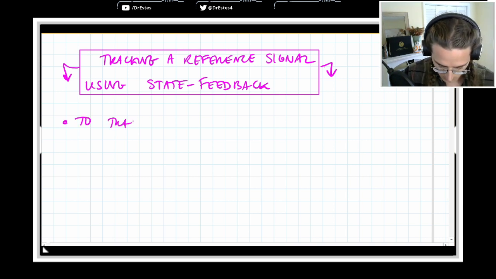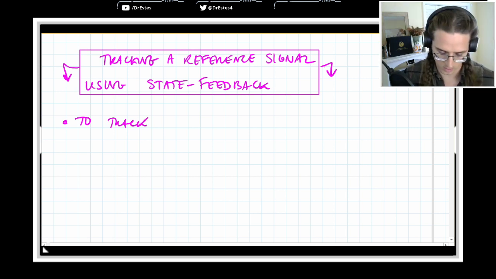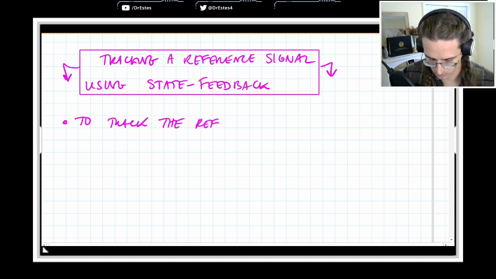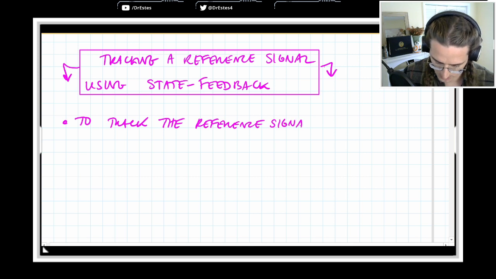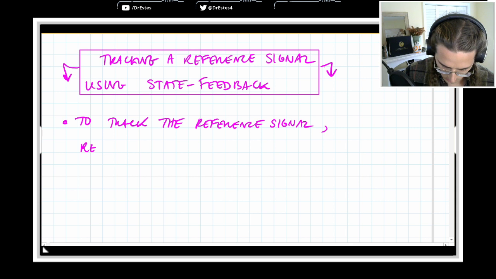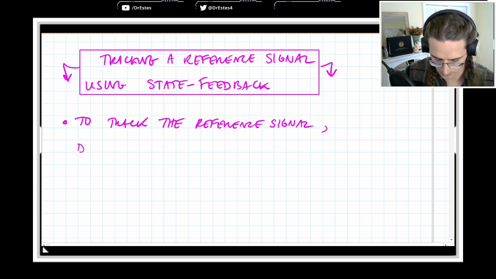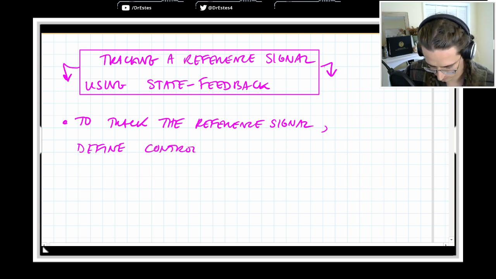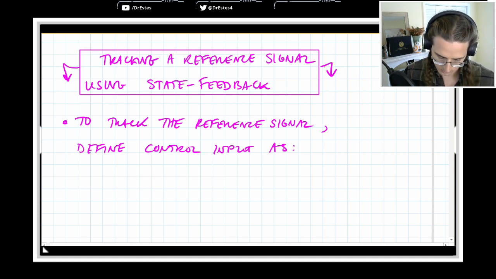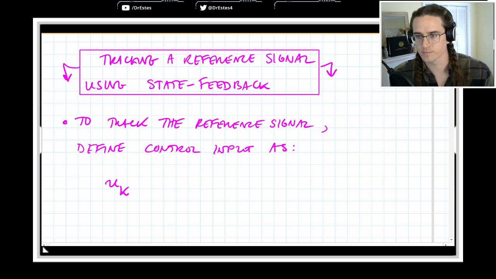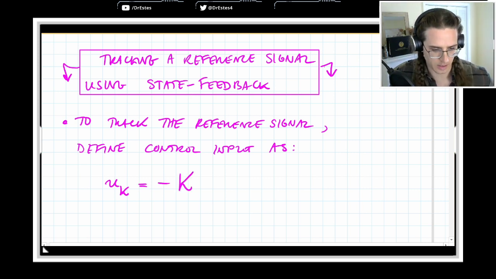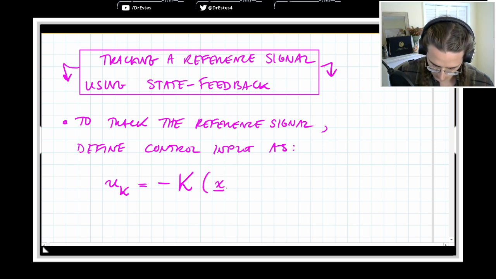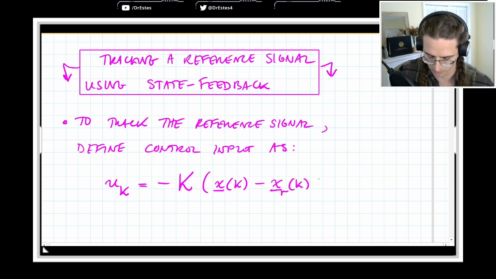Okay, so we're going to have to redefine our control input to track the reference signal. Just define the control input as this: u(k) equals minus K times your states minus your reference states. Actually, I'm going to write this just a little differently. Instead of a subscript k, I'll just put parentheses. Just a different way of writing the same thing.